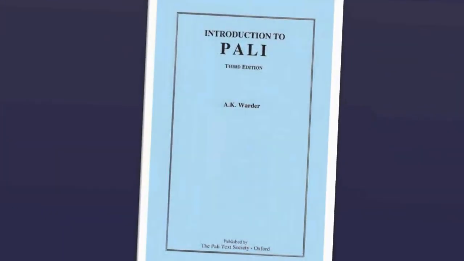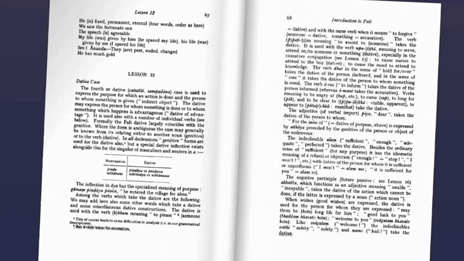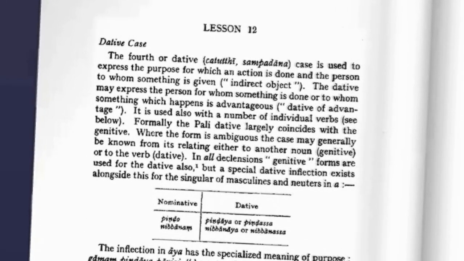Hello, and welcome to Lesson 12 of this companion series to A.K. Warder's Grammar Guide, An Introduction to Pali. Now, Lesson 12 deals with three big subjects that I think are going to be too long to squeeze into one tutorial, and so I've split the chapter into two parts. This is Part 1, where we look at the dative case, and Part 2, which will follow, will cover relative clauses and pronouns, etc. Okay.